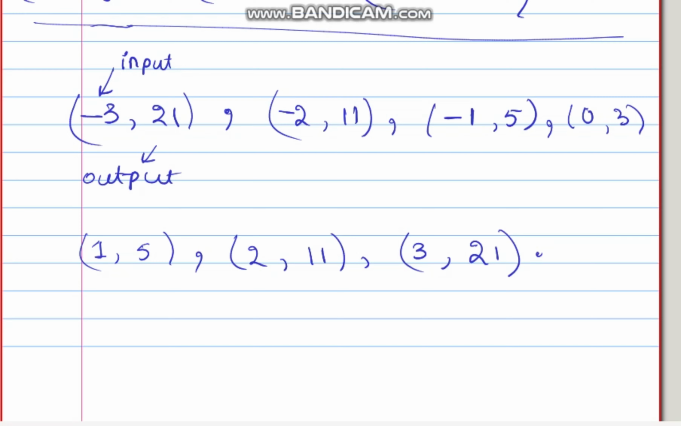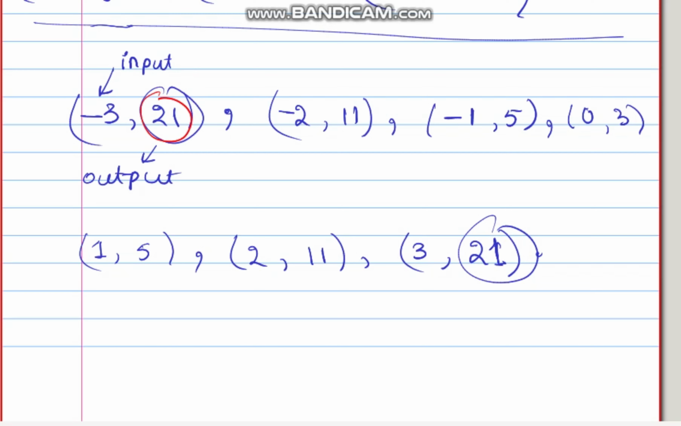Now check the highest value of output. What is the highest value of output? I can easily note that the highest value is 21. No value greater than 21 is present in this whole scenario, in these points. So 21 is the highest of all values.